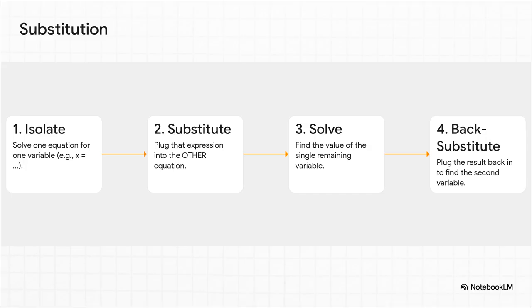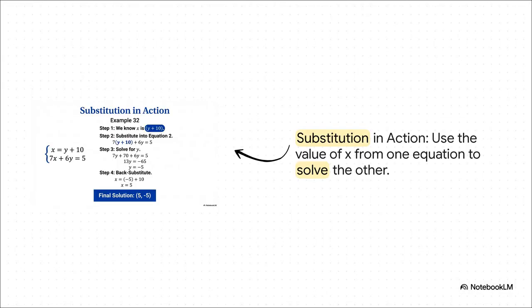And finally, step 4 is back substitute. You just take the number you found and plug it back into one of the original equations to find the value of the other variable. Done. Okay, let's see this recipe in action. In this example, step 1 is actually already done for us. How nice is that? The first equation flat out tells us that x is the exact same thing as y plus 10. So we jump right to step 2.